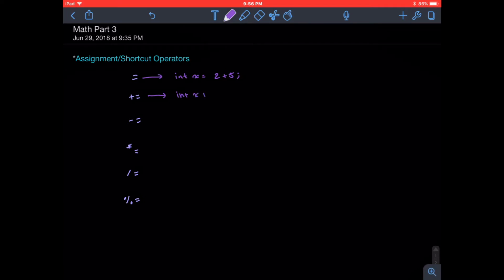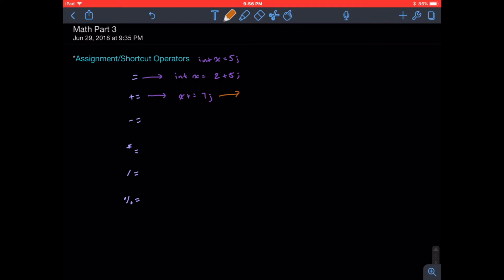Let's say we have int x. Before we even do this, we'll set int x is equal to 5. All right? So we're going to say x plus equals 7. Now, what does this even mean? Let's look at this deeper. So x plus equals 7.